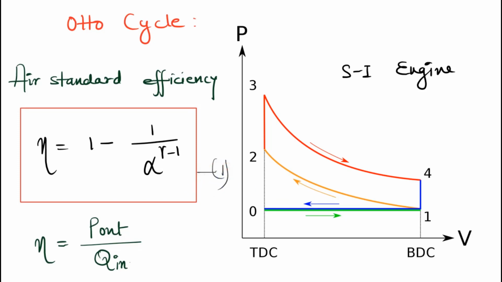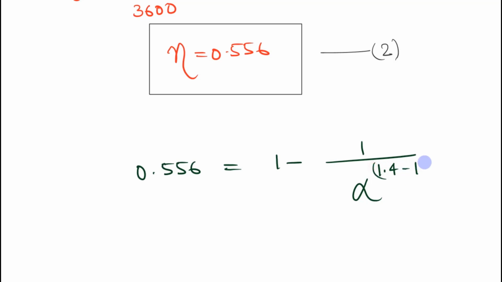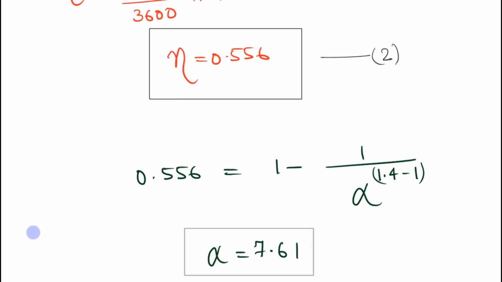If we compare equation number 1 and equation number 2, we can write 0.556 is equal to 1 minus 1 upon alpha, which we need to find, to the power of gamma minus 1, where gamma is 1.4. From here, if we calculate alpha, we get 7.61, and this is the desired result, the compression ratio of this Otto cycle.